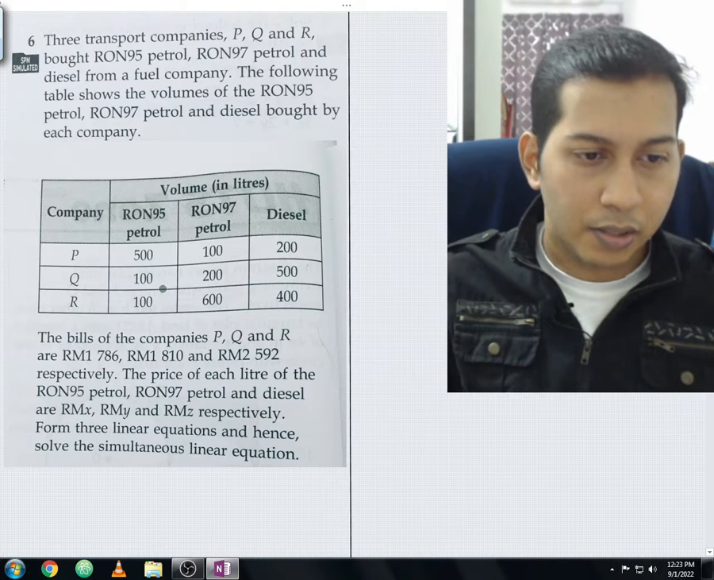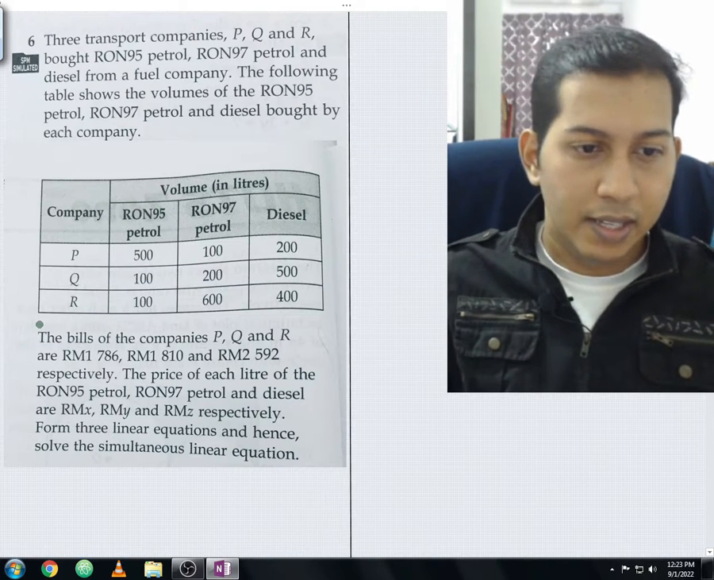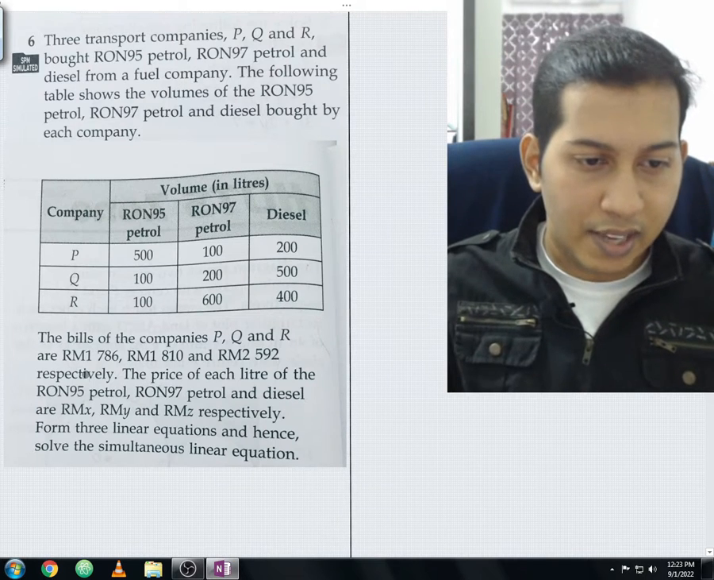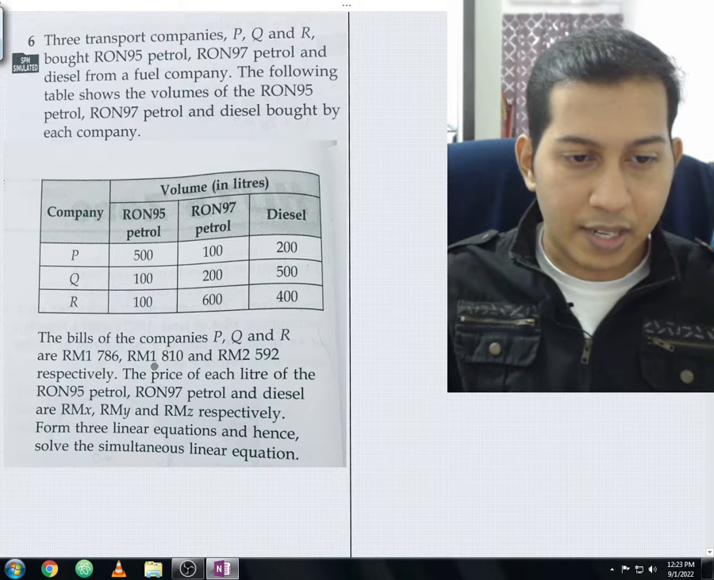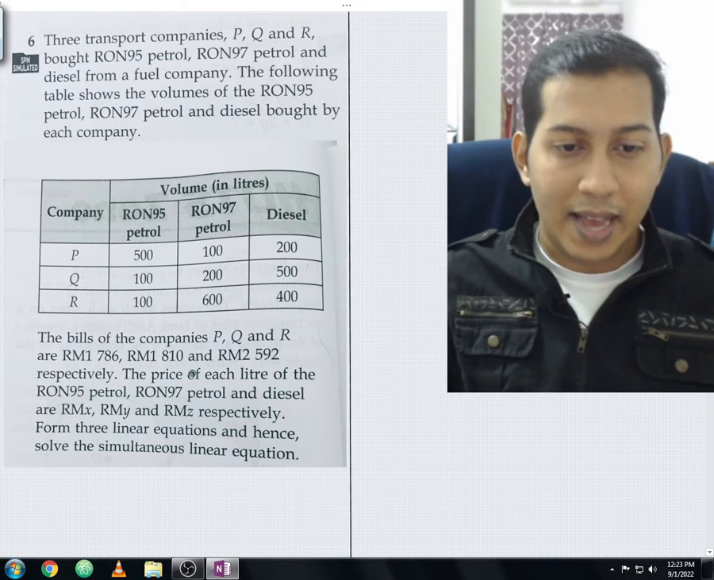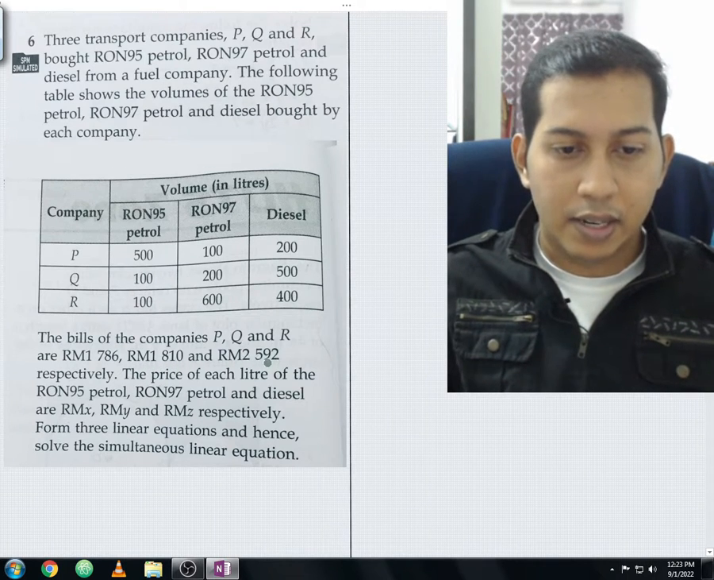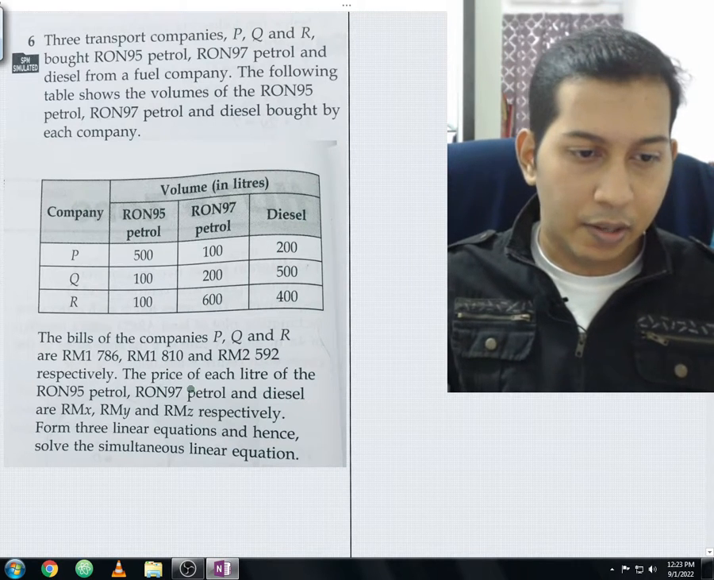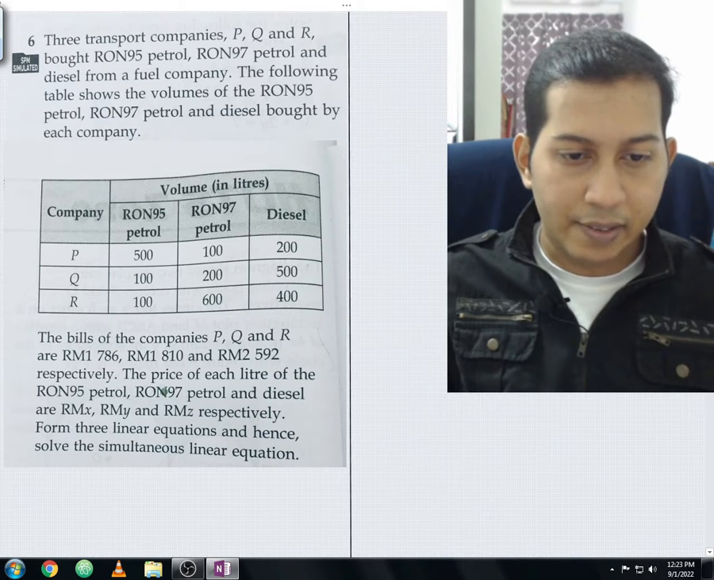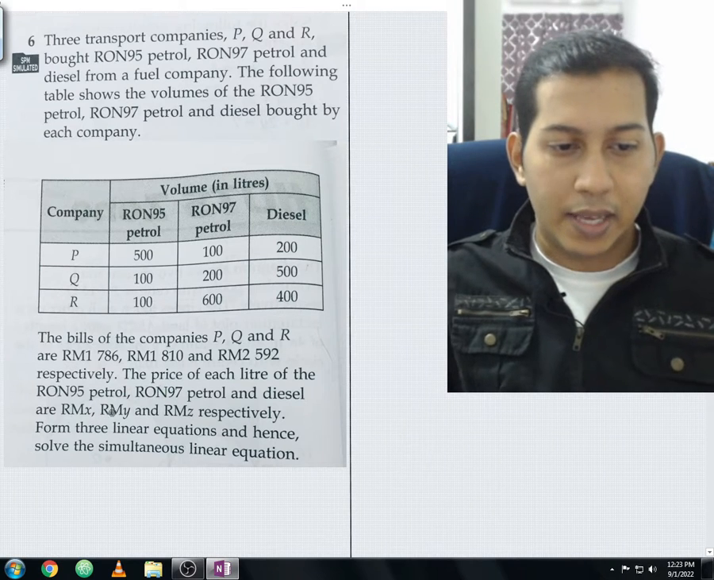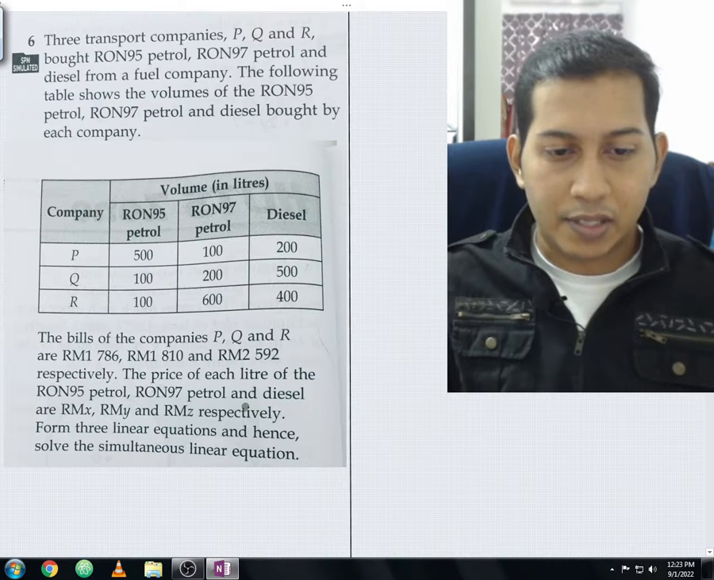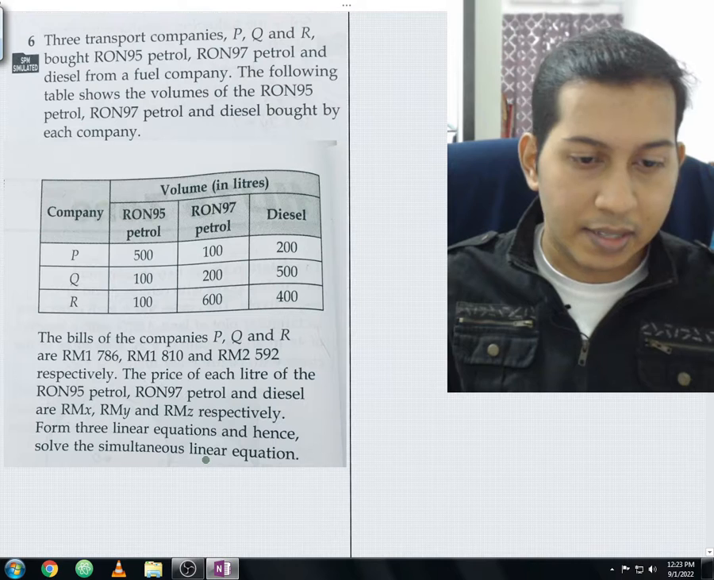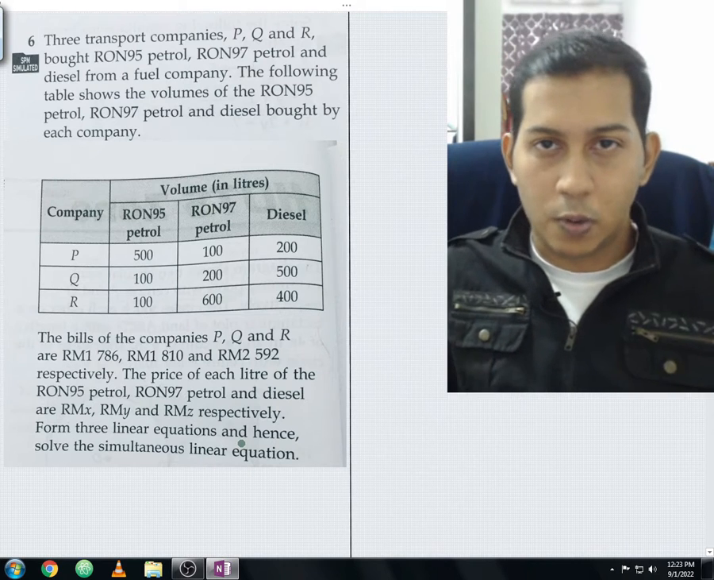Okay, so let us continue to read the question. The bills of the companies P, Q and R are 1,786 ringgit, 1,810 ringgit and 2,592 ringgit respectively. The price of each liter of the RON 95 petrol, RON 97 petrol and diesel are X ringgit, Y ringgit and Z ringgit respectively. Form three linear equations and hence solve the simultaneous linear equation. So this is the oral question.